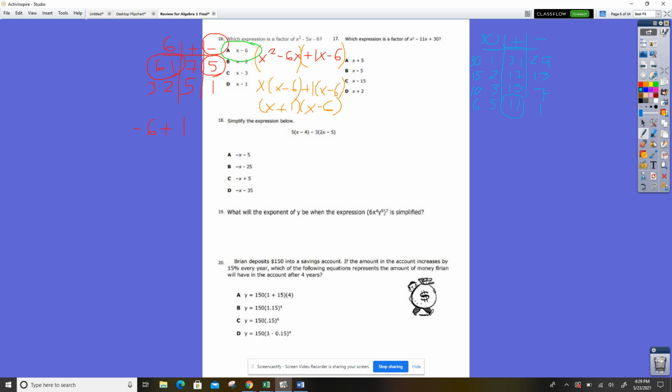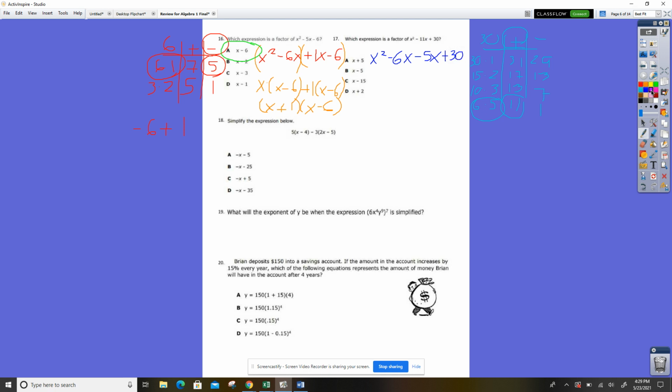It falls under the plus column, and it's a negative 11, so I'm going to use negative 6x and negative 5x. So I'm going to come over here and break that up. X squared minus 6x minus 5x plus 30.